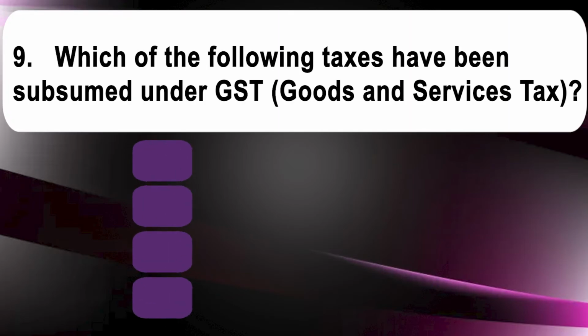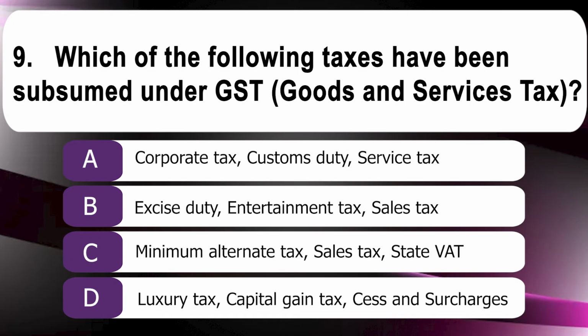Ninth question. Which of the following taxes have been subsumed under GST, Goods and Services Tax? A. Corporate tax, customs tax, service tax. B. Excise duty, entertainment tax, sales tax. C. Minimum alternate tax, sales tax, state VAT. D. Luxury tax, capital gain tax, cess and surcharges. The correct answer is B. Excise duty, entertainment tax, sales tax.